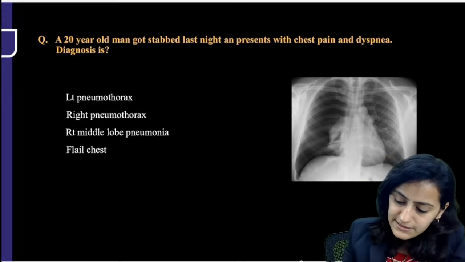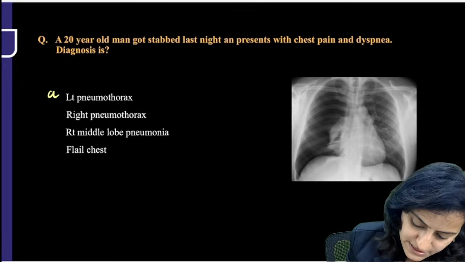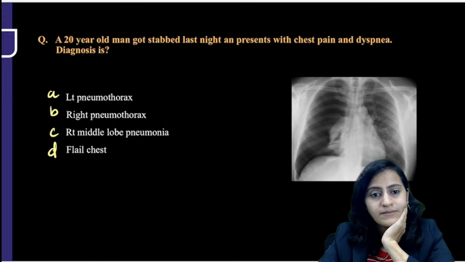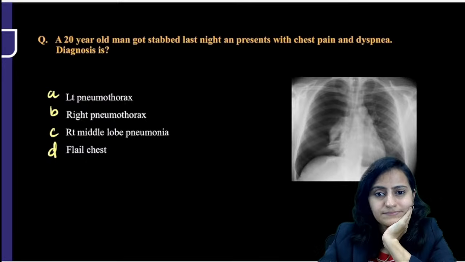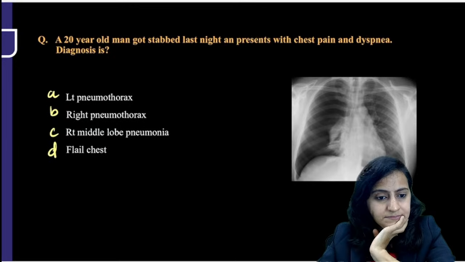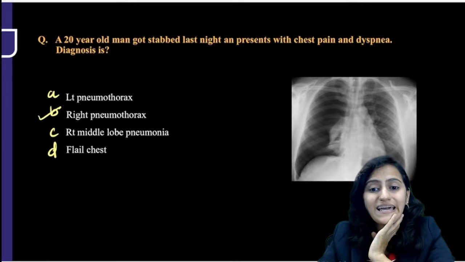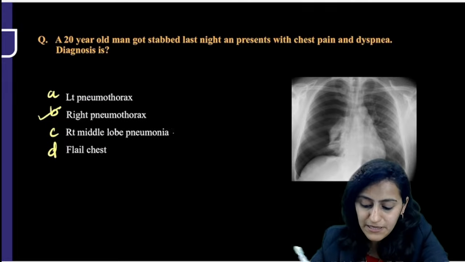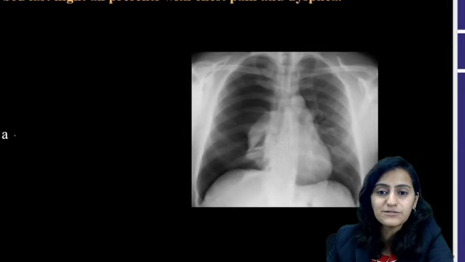What do you think is this one? I'll just write the options here. Is it A, B, C, or D? What do you think is the diagnosis here? Absolutely right. This is right pneumothorax. Do not confuse it with the right middle lobe pneumonia, just looking at this white part.